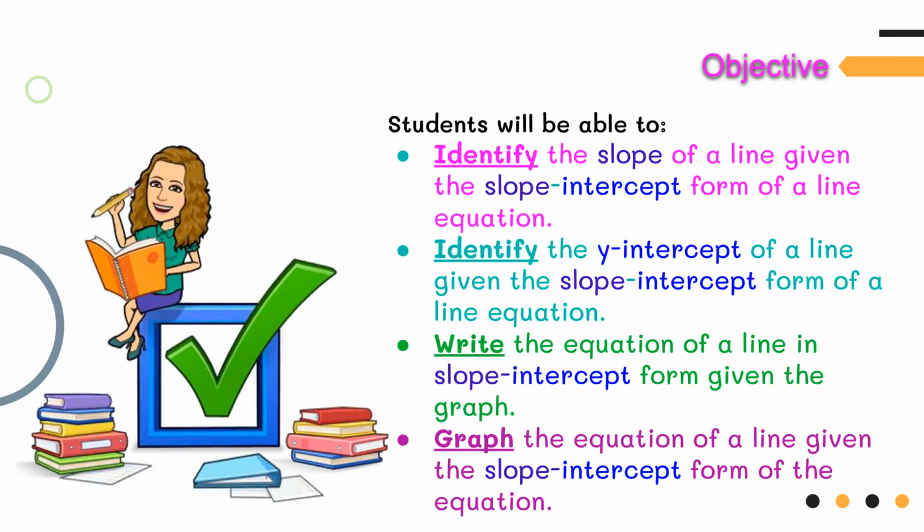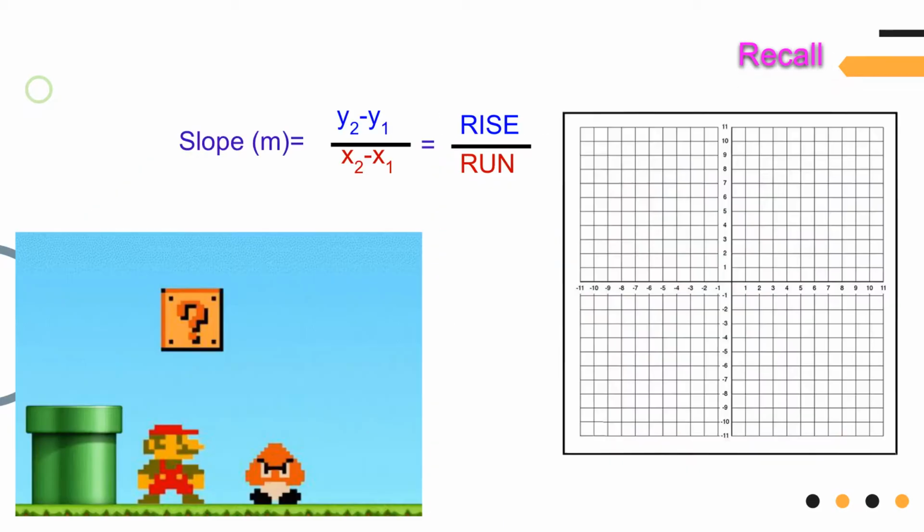The objectives for today are that students will be able to identify the slope of a line given the slope-intercept form of a line equation, identify the y-intercept of a line given the slope-intercept form of a line equation, write the equation of a line in slope-intercept form given the graph, and graph the equation of a line given the slope-intercept form of the equation.